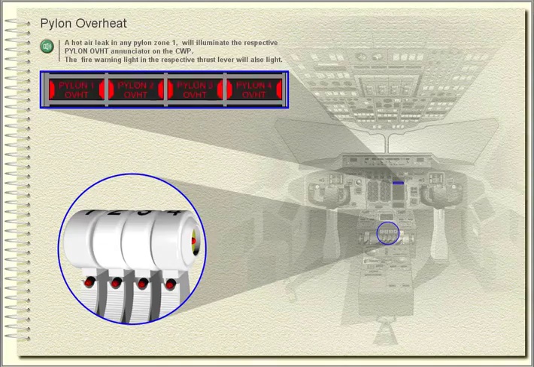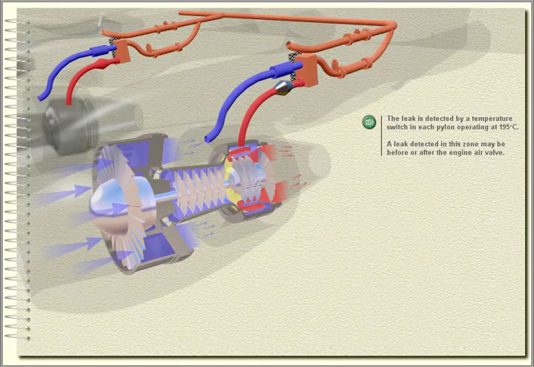Pylon overheat. A hot air leak in any pylon zone 1 will illuminate the respective pylon overheat annunciator on the central warning panel. The fire warning light in the respective thrust lever will also light. The leak is detected by a temperature switch in each pylon operating at 195 degrees Celsius.